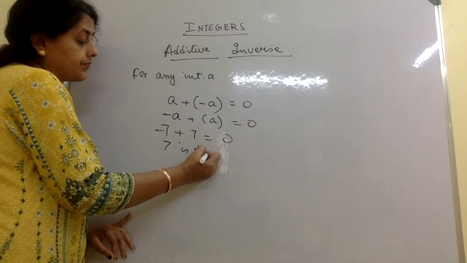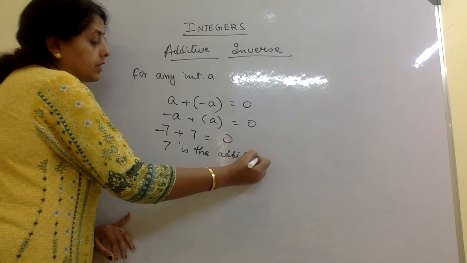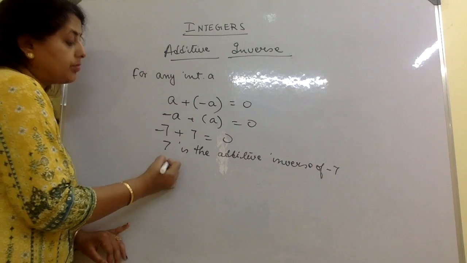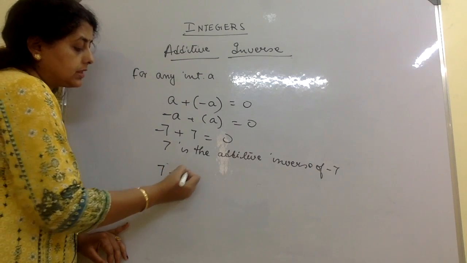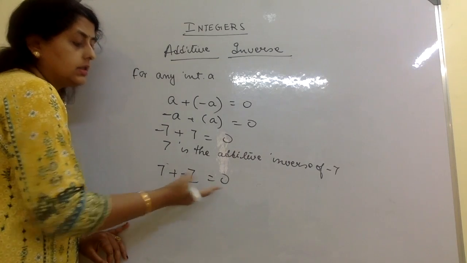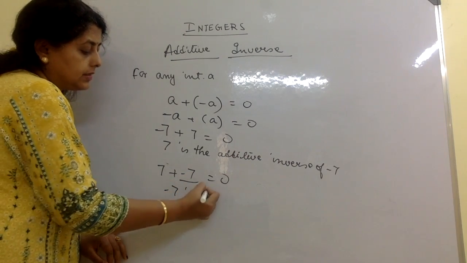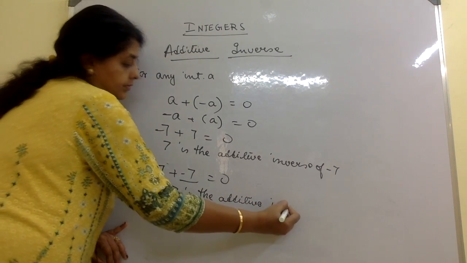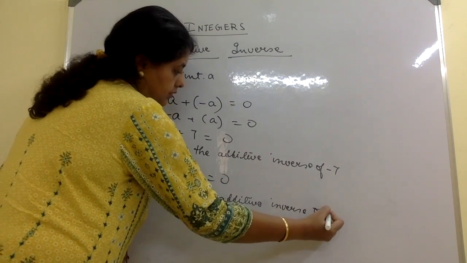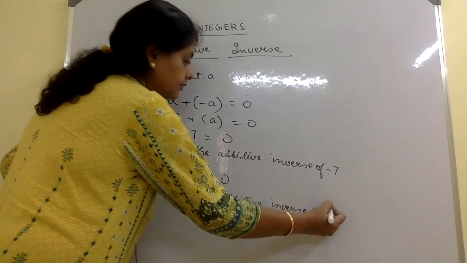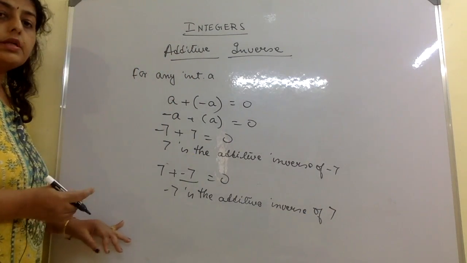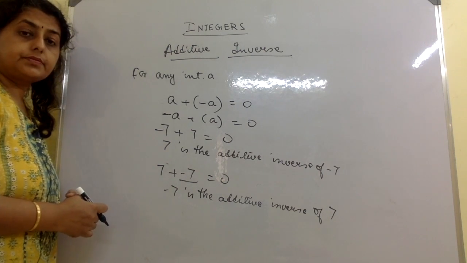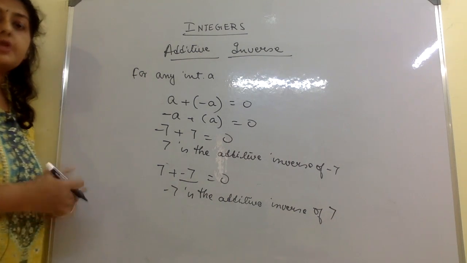of minus 7. Okay. Now 7 plus what is 0? Plus minus 7 is 0. Therefore, minus 7 is the additive inverse of 7. Okay, minus 7 is the additive inverse of 7. So this is the meaning of additive inverse.